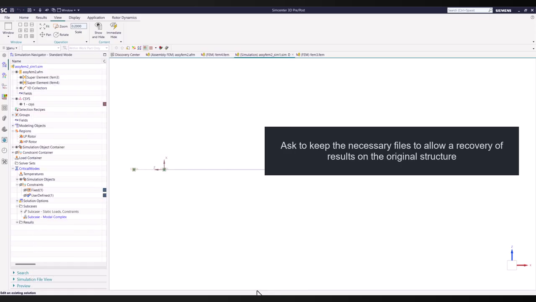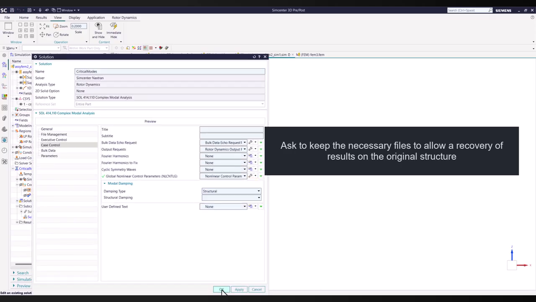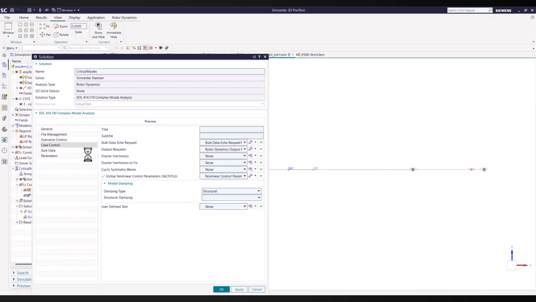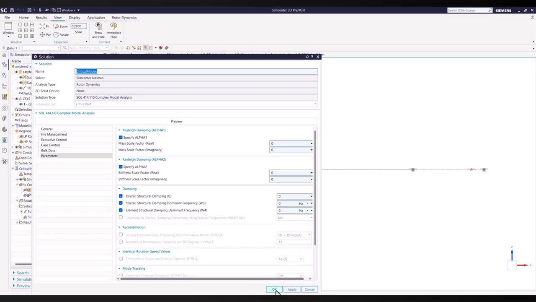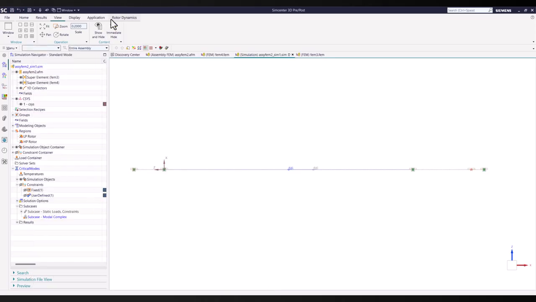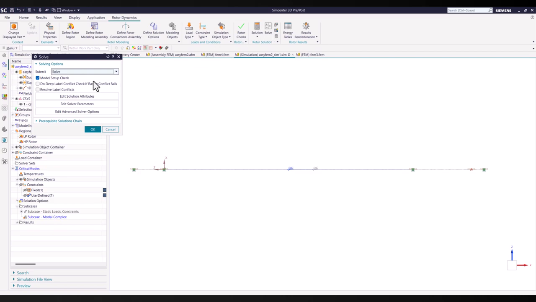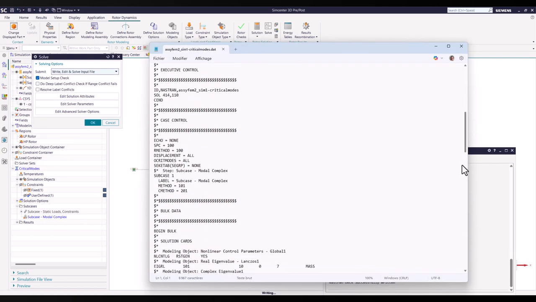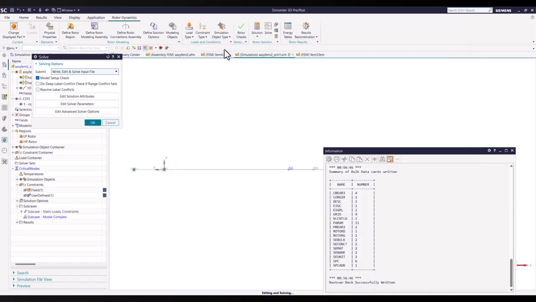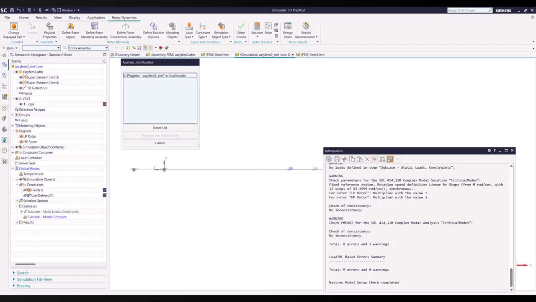Here we ask for the necessary files to allow a recovery of results after the simulation. We can solve the simulation using the superelement, which is very fast. In Secutab, the option SEGRP activates the use of groups inside superelements.